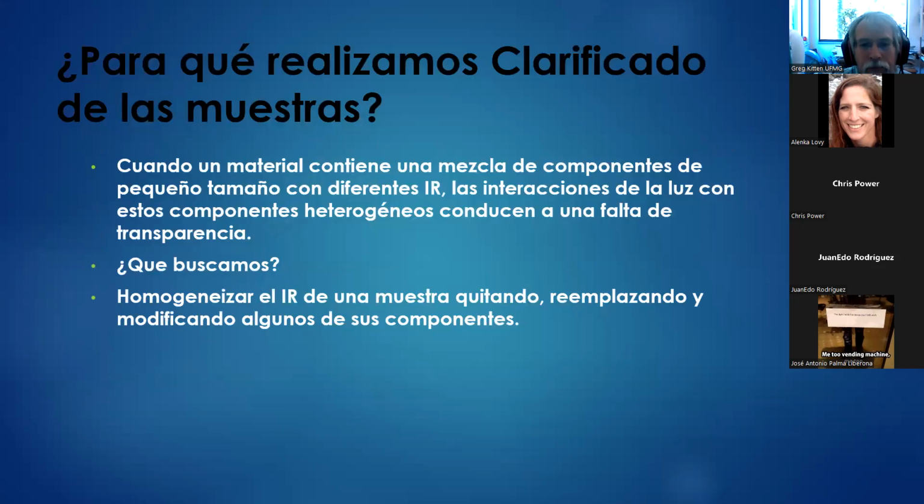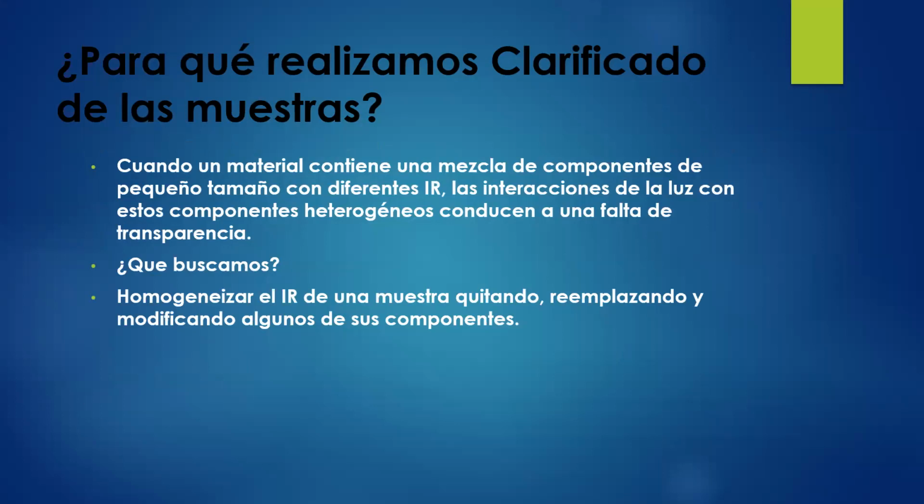Primero, comenzar con algo que es básico, pero es importante que todos tengamos claro: ¿para qué realizamos el clarificado de las muestras? ¿Cuál es la necesidad de hacer esto? Nosotros podemos decir que cuando un material contiene una mezcla de componentes de pequeño tamaño con diferentes índices de refracción, las interacciones de la luz con estos componentes heterogéneos conducen a una falta de transparencia, ¿ya? Entonces, ¿qué buscamos con esto? Homogeneizar el índice de refracción de la muestra, quitando, reemplazando y modificando algunos de sus componentes, ¿ya?